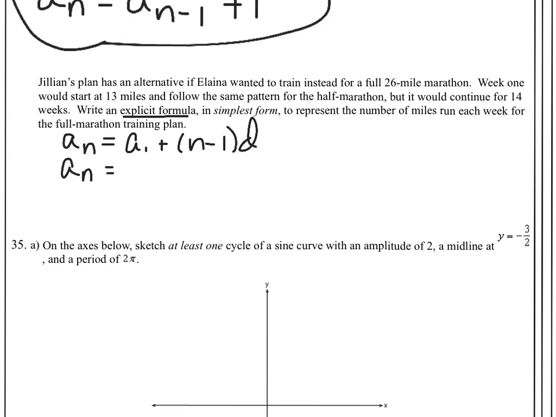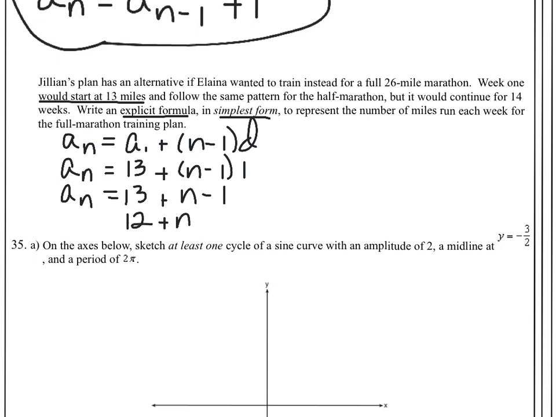Now remember again, in this case, they're starting at 13 miles. So that would be our a sub 1, plus n minus 1. And then again, we're still using Jillian's plan, and that's going up by 1 every single time. So our d would be 1. Now, normally we could leave it like this, but it does say in simplest form. So if it says in simplest form, let's keep going. So we have a sub n equals 13 plus, now 1 times n minus 1 is just n minus 1. So then that's going to end up being 12 plus n equals a sub n.